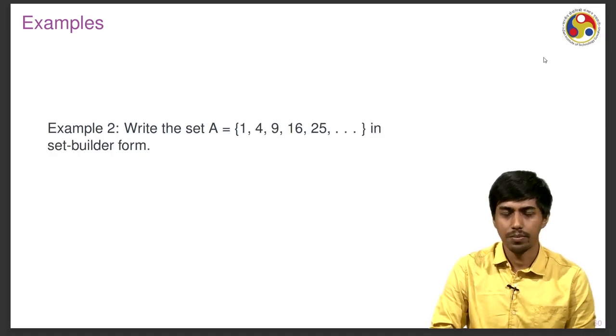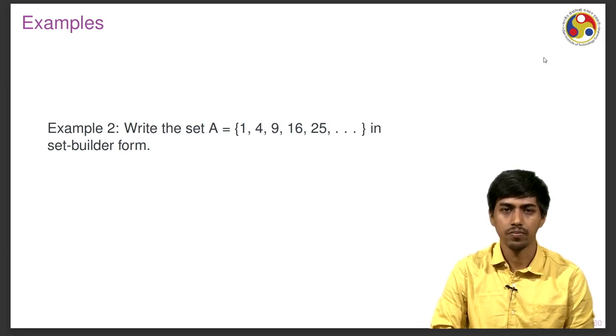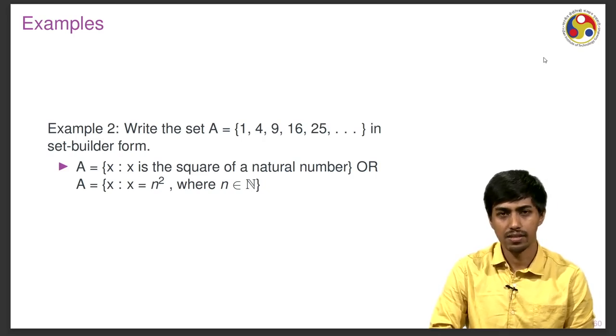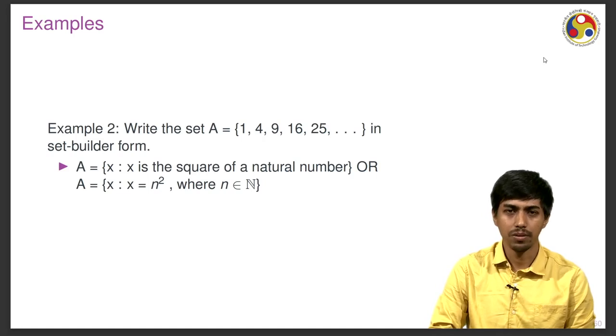Now let's look at a second example. In this case, we are asked to write a set capital A is equal to 1, 4, 9, 16, 25 and so on, it goes on, in set builder form. So we can write it as capital A is equal to small x, such that small x is the square of a natural number, or capital A is equal to small x, such that small x is equal to n squared, where n belongs to the set of all natural numbers.